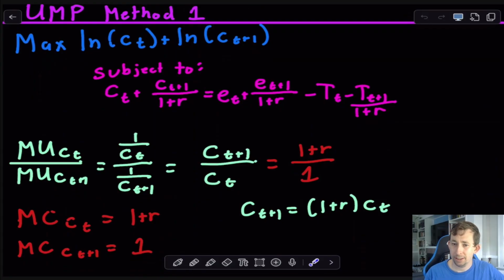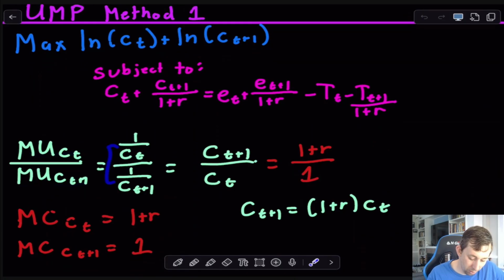There's a couple different ways to do that. It sort of depends on what you've learned in class. I'm going to show you both ways. So the first way is I can maximize the utility function subject to this budget constraint. One thing I can do, method 1, is to say that the MRS is the ratio of the prices. So the marginal rate of substitution is just MU_CT over MU_CT plus 1.